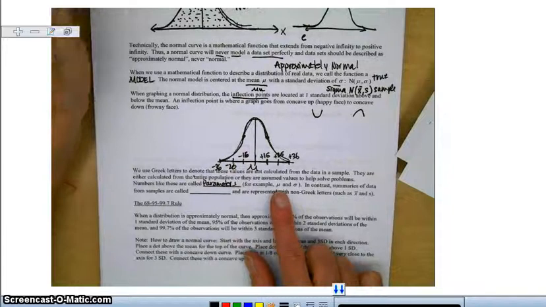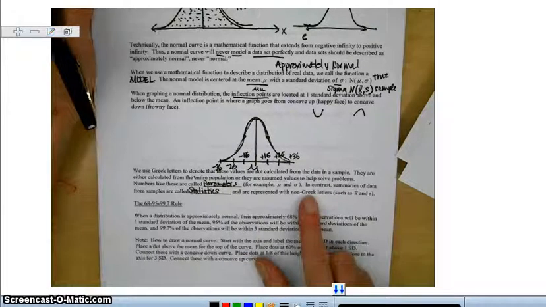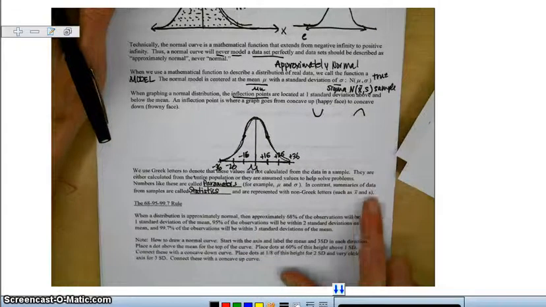For example, mu and sigma. In contrast, summaries of data from samples are called statistics. That's what we calculate. We calculate statistics. Parameters are true values that we believe maybe we gathered from a census. They're represented with Greek letters, while statistics use the non-Greek letters that we talked about up here, x bar and s.